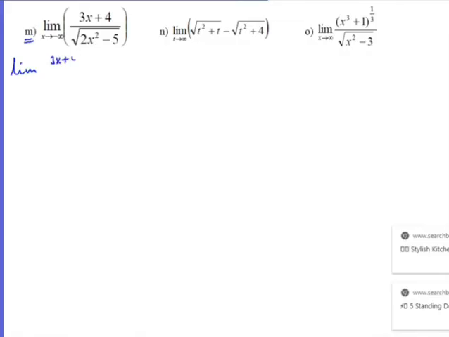3x plus 4 over radical 2x squared minus 5 as x approaches infinity.